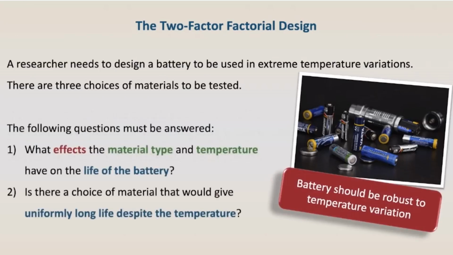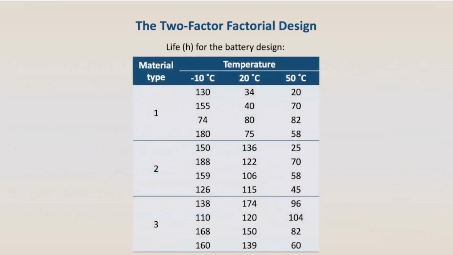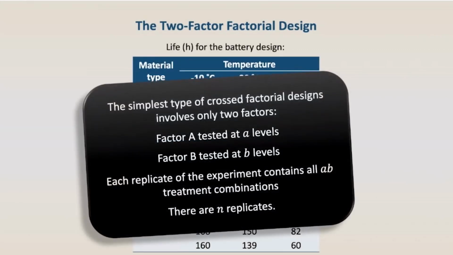The following questions must be answered. What effects do the material type and temperature have on the life of the battery? And is there a choice of material that would give uniformly long life despite the temperature? The table shows the factorial design performed. This is the simplest type of cross-factorial design since it involves only two factors.